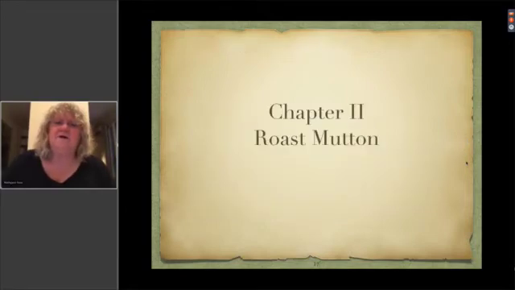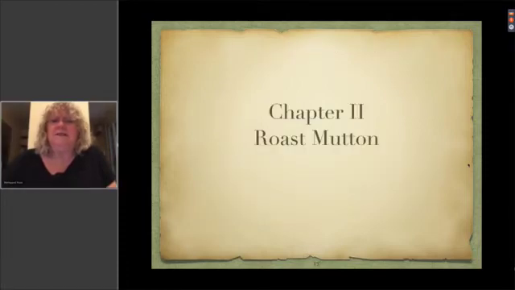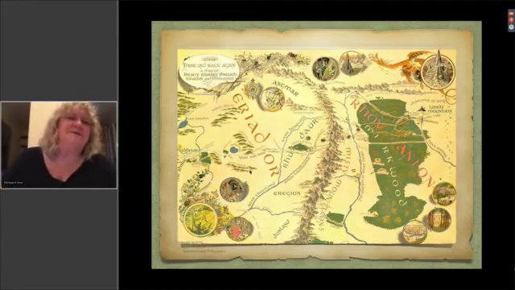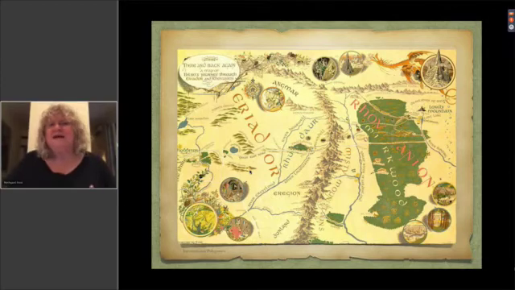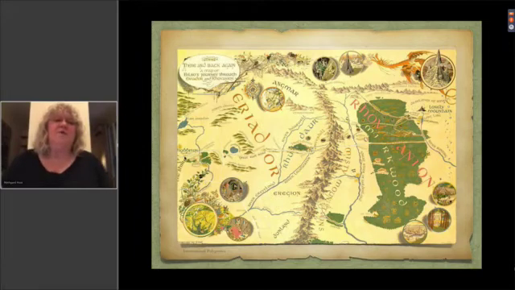Okay, let's talk briefly now about chapter 2, Roast Mutton. Now, some people were asking about where Hobbiton is. This is actually a picture of a puzzle lid from probably the mid-1970s. Here's Hobbiton, and here's the Lonely Mountain. They have to get from here to here. That's a long trip. What we're going to do now in chapter 2 is talk about the first part of their trip, which is fairly uneventful until they get to this area right here. So let's go ahead and talk about that.